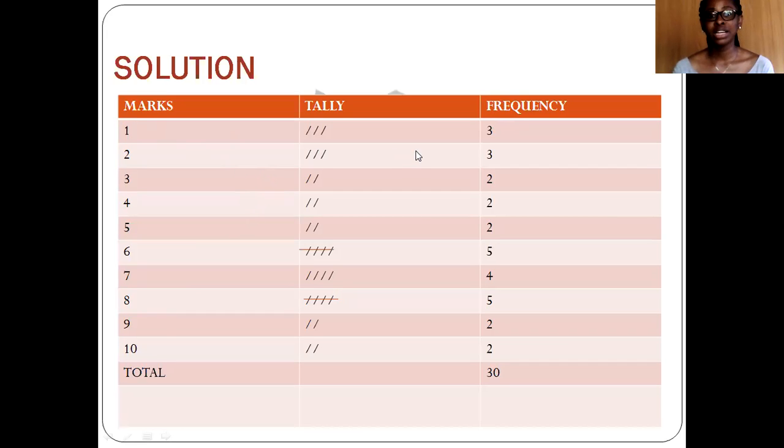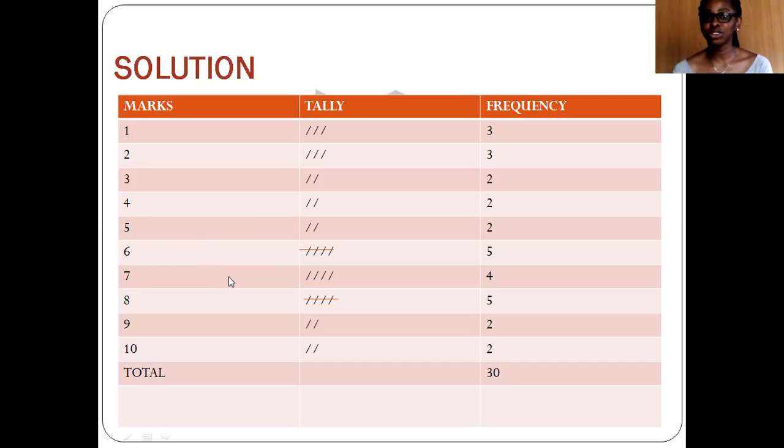This is 1, that is 3 students scored 1. This is 2, 3 students scored 2 marks. So 3 students scored 3 marks. This is 4, we have 2 students scored 4 marks. This is 5, 2 students scored 5 marks. 6, 5 students scored 6 marks.